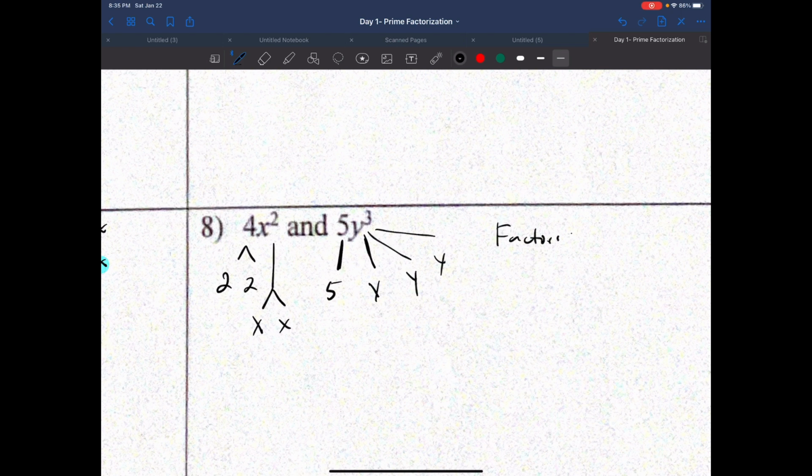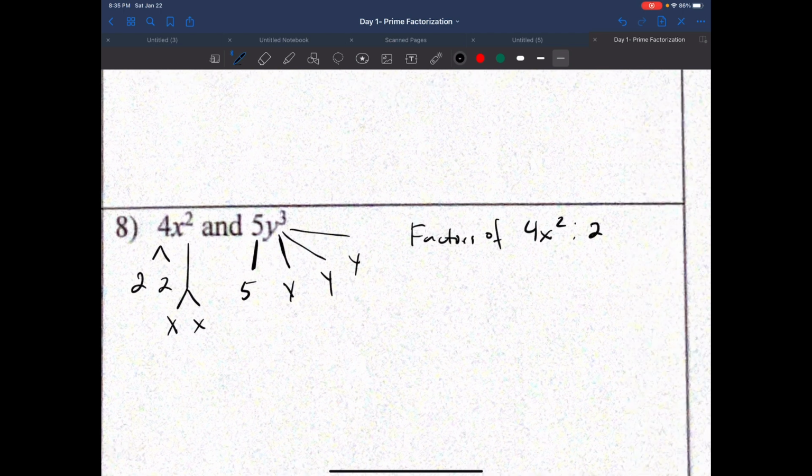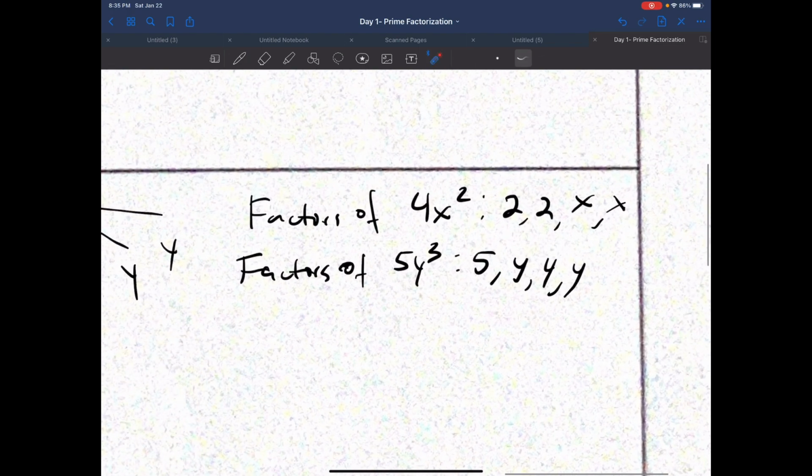Factors of 4x squared, which is just 2, 2, x and x, and then factors of 5y cubed, which is 5, y, y, and y. And what do they have in common? So if we take a look at 4x squared and 5y cubed in terms of their factors, well, they don't have anything in common, so this is just nothing in common.